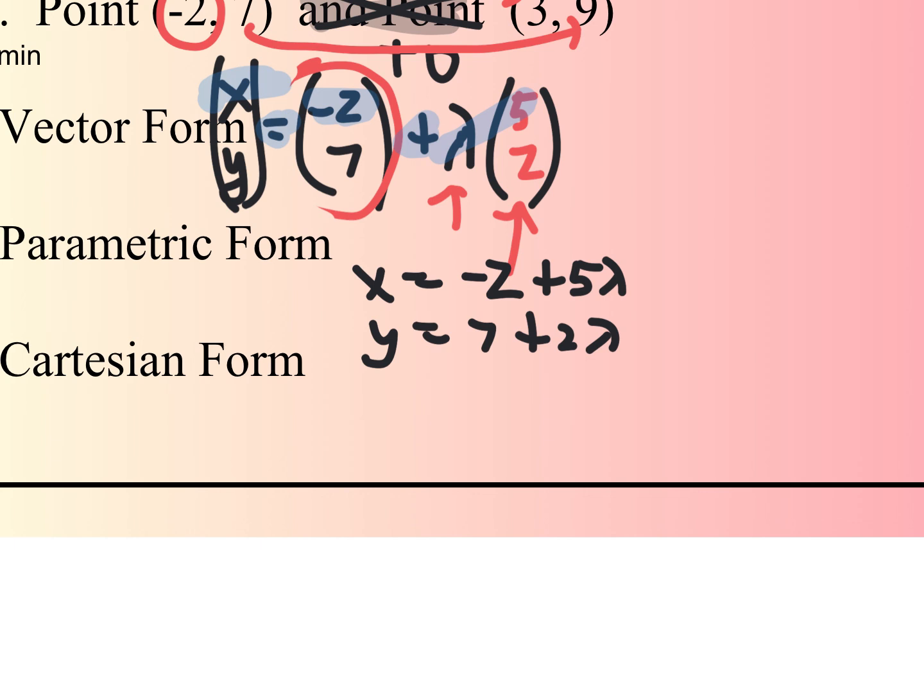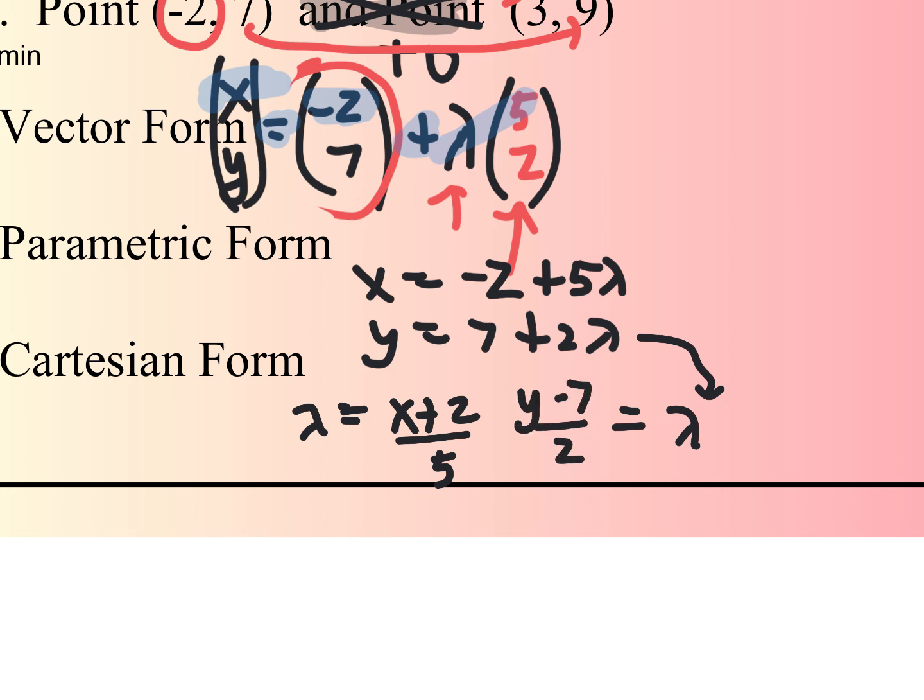And for Cartesian, solve them both for lambda. If you want to write lambda equals, you can, but you got to get rid of it at the end because you'll set the lambdas equal. X plus 2 over 5, and the other lambda, for this one, y minus 7 over 2, and then since lambda equals lambda, we can just say equals in between. And you really should just erase these then. And there's your answer.